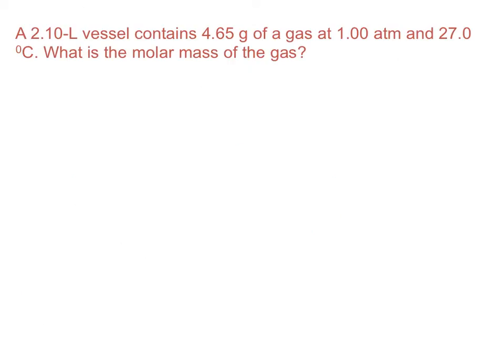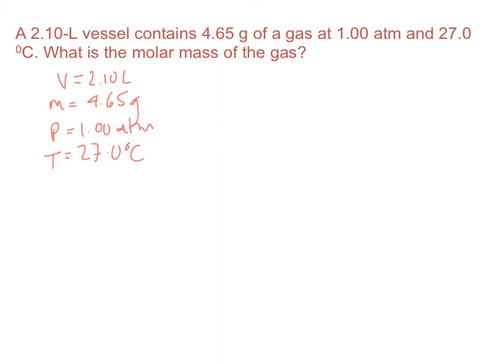The problem we have here says a 2.10 liter vessel contains 4.65 grams of a gas at 1 atm and 27 degrees C. What is the molar mass of the gas? Let's write out the variables we've been given. We've been given volume, which is 2.10 liters. We've been given a mass value, which is 4.65 grams. We've been given a pressure value, which is equal to 1.00 atm. And we've been given a temperature of 27.0 degrees C.